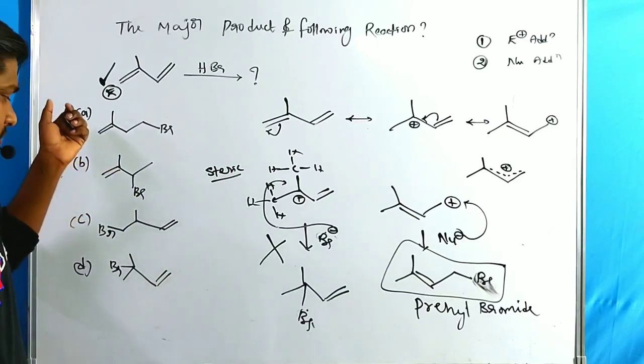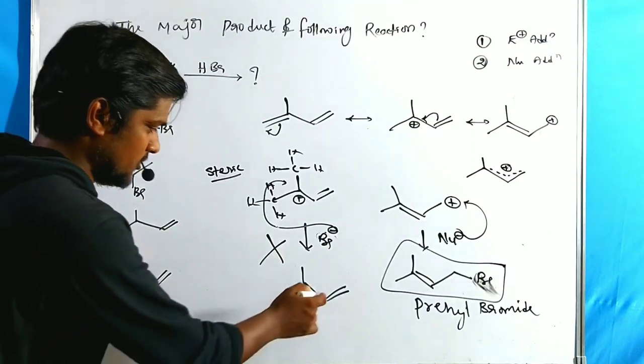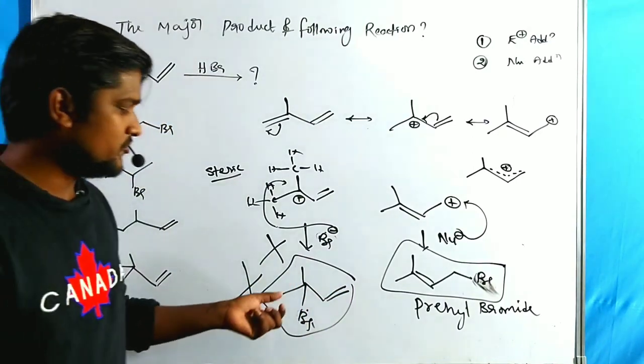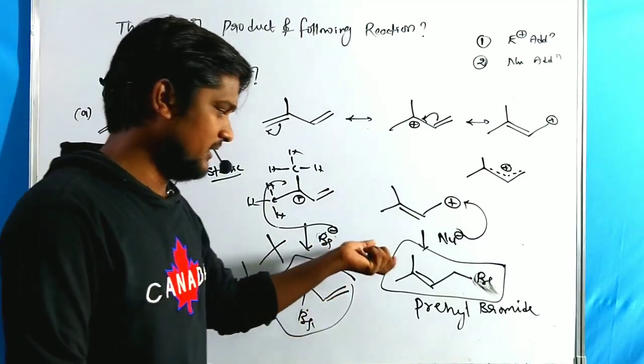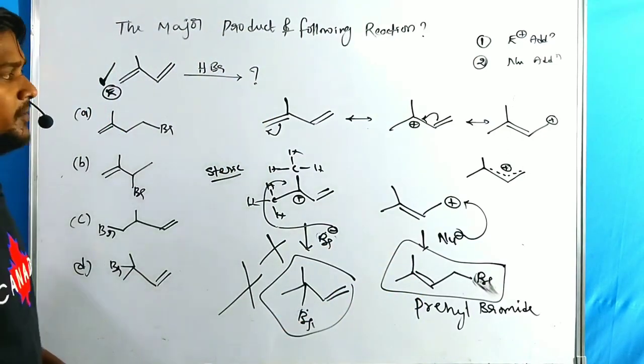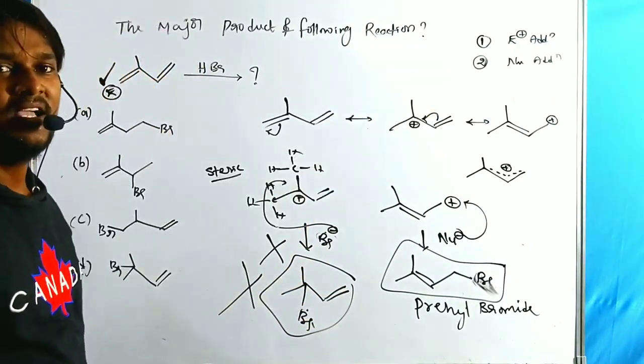Your options do not have the product. So which is not the product due to the steric crowding. Now due to the steric crowding, prenyl bromide is the predominant product. Now here what happens is electrophilic addition followed by nucleophilic addition.